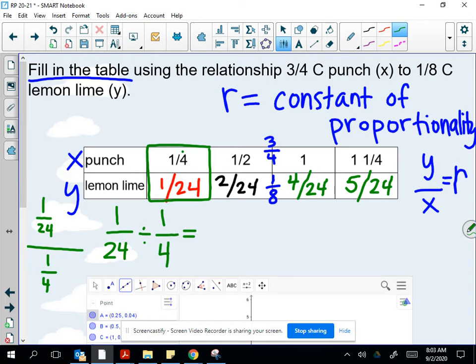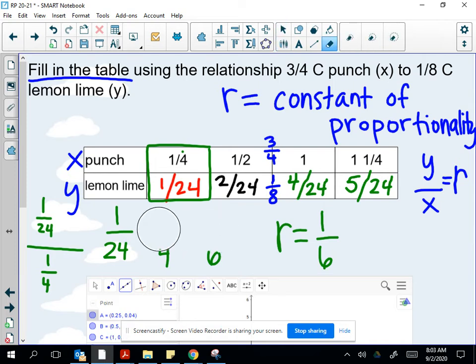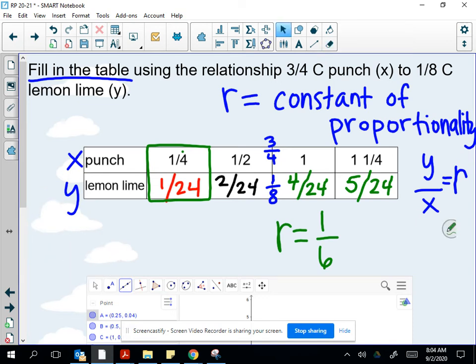So 1 divided by 1 is 1. 24 divided by 4 is 6. So what that tells me is that the constant of proportionality for this graph, or this table, is 1/6. Let's try another one. Because it is proportional, we should see that they would all equal 1/6. So let's try the second part here. Yeah, let's do this one.